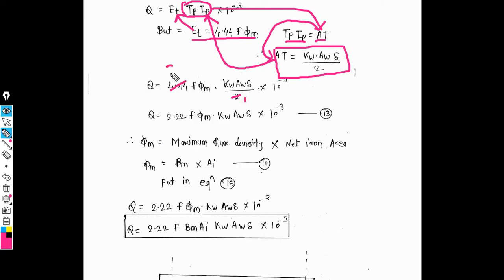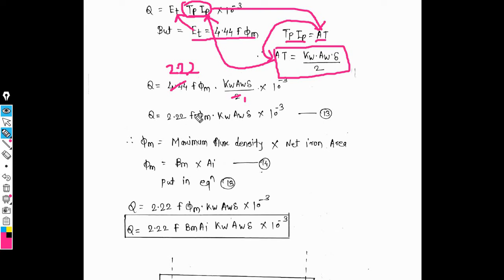Then 4.44 divided by 2 is 2.22. Then Q is equal to 2.22 F phi m into KW AW sigma into 10 raised to minus 3.